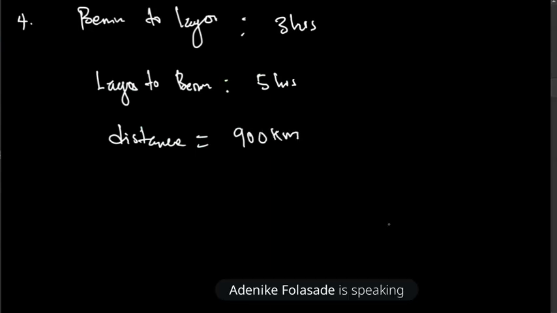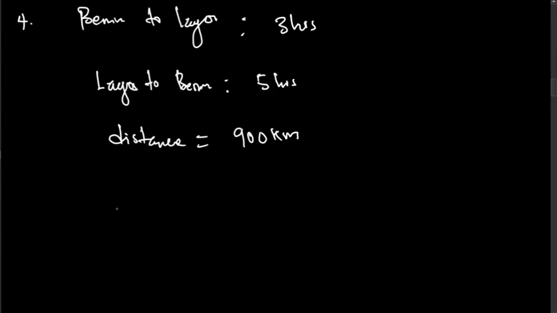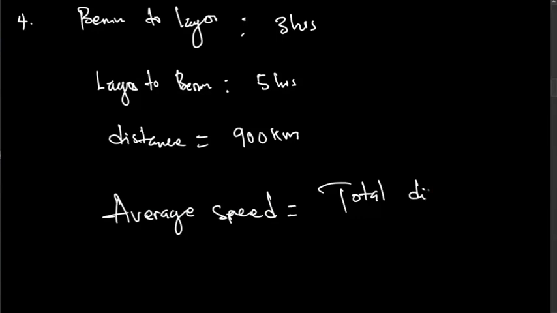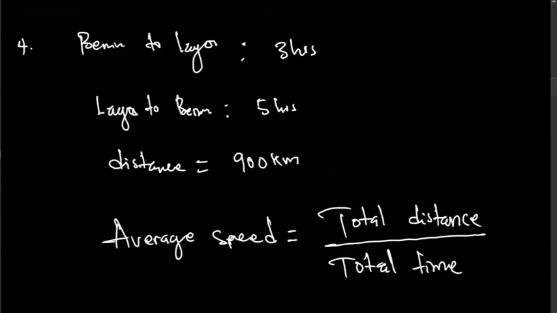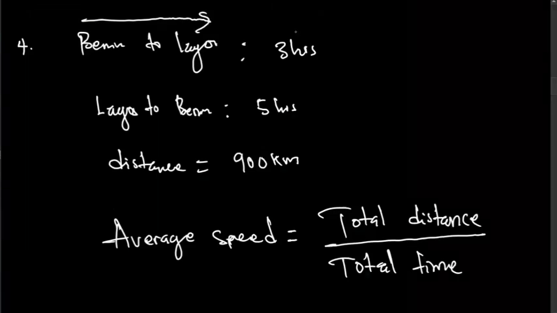What was the car's average speed? The car's average speed. So they're asking us for what? Average speed. First thing you ask yourself, what is the formula for average speed? Average speed is equal to total distance over total time. As simple as that. So remember, we went from Benin to Lagos. It took us 3 hours.